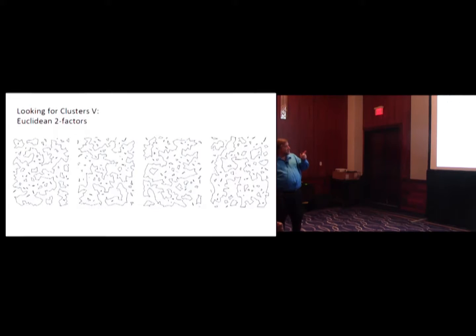And if you look at these 2-factors, they all have a long cycle, which seems to have a constant proportion of the vertices. And he asked me this spring whether or not it was true that a random 2-factor of this type always has a giant cycle, a giant component. And that would differentiate it from a uniformly random 2-factor.